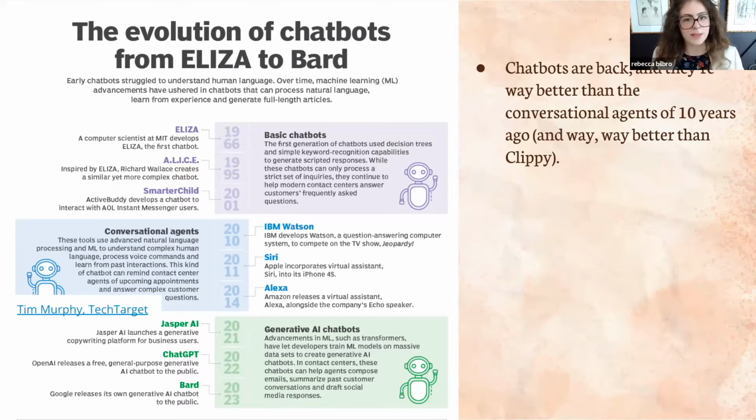This is from Tim Murphy at Tech Target. I think this is a great infographic, and you can see this evolution. When I was in graduate school, there were some of these early implementations that were very rote, and then as data science started taking off, people did figure out how to do better, right? And we had this big rise of conversational agents, but they didn't stick.